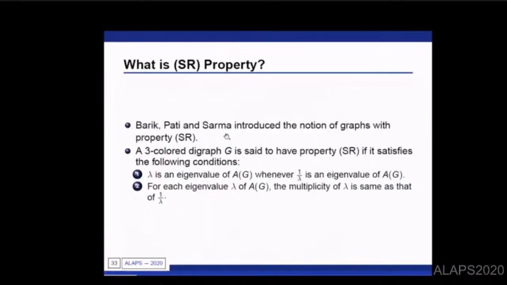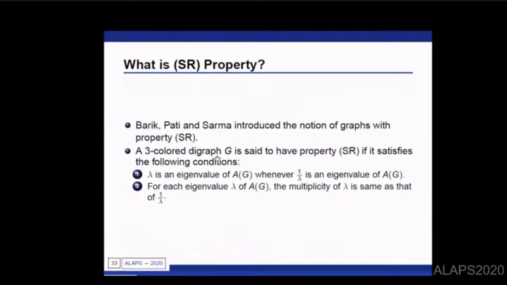Now, what is the SR property of a graph? Barik, Neumann, Pati, and Sharma first introduced this notion of SR property, and we just take their definition. A three-colored digraph is said to have SR property if it satisfies the following conditions. Whenever lambda is an eigenvalue of A_G, then 1 by lambda should be an eigenvalue of A_G, and the multiplicities of lambda and 1 by lambda should be the same. That type of graph is said to have the SR property.